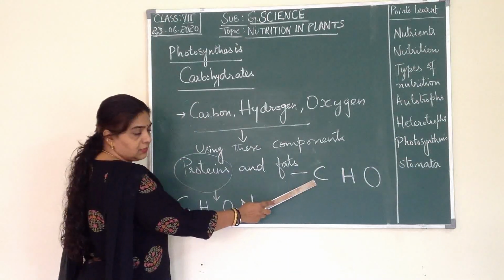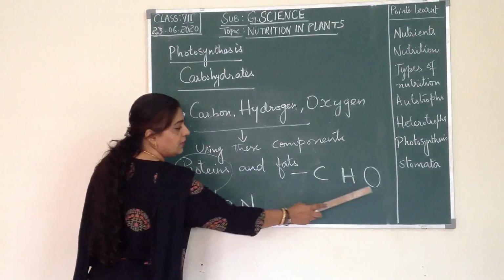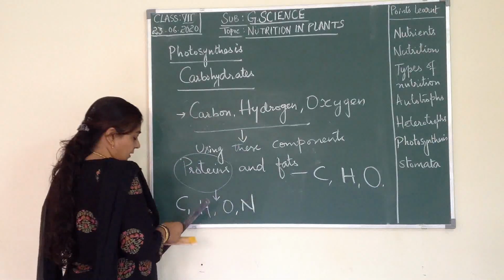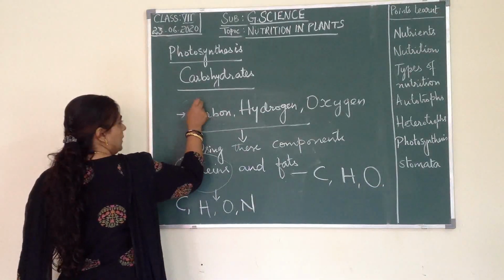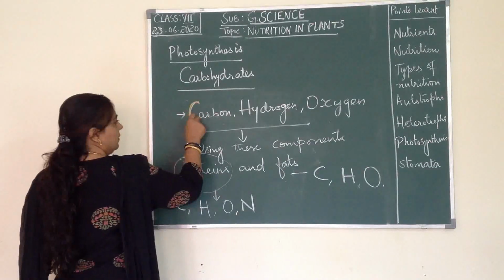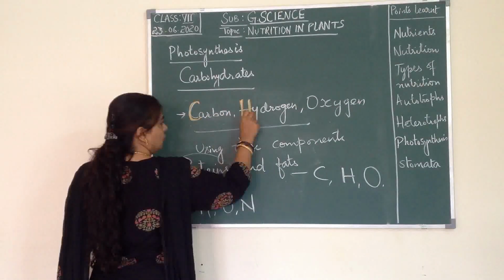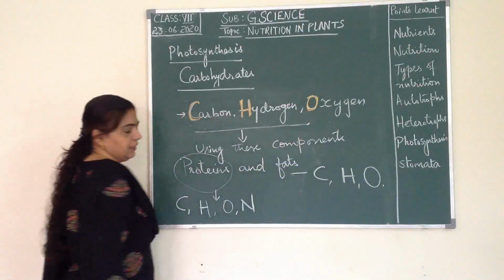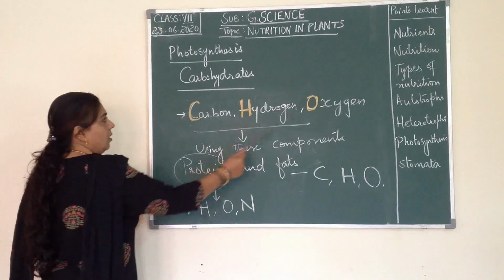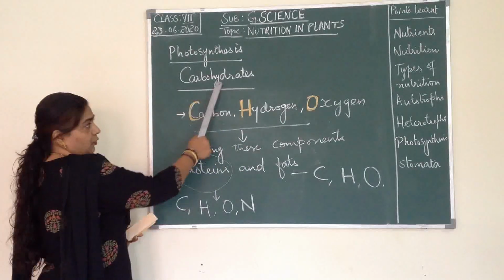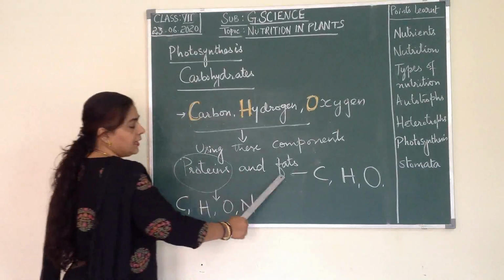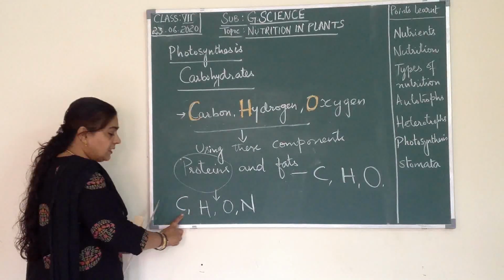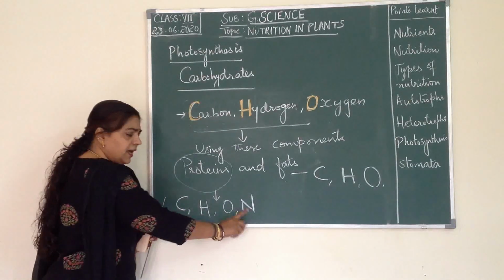I hope you know C is for carbon, H is for hydrogen, these are the symbols, and O is for oxygen, right? So these three are common in all the nutrients, that is carbohydrates, proteins and fats. But in case of protein, it has carbon, hydrogen, oxygen and nitrogen.